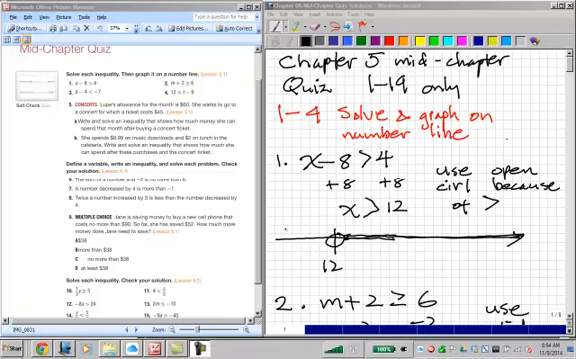Chapter 5, mid-chapter quiz, 1 to 19 only. 1 to 4, solve and graph on the number line. X minus 8 is greater than 4. Add 8 to both sides. X is greater than 12.